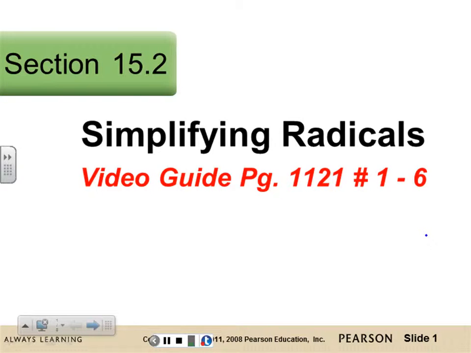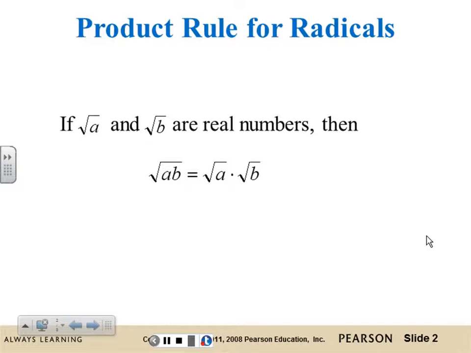Simplifying radicals. So in this section, we're going to learn how to reduce and do some math with the radicals. The first thing we're going to do is talk about the product rule.